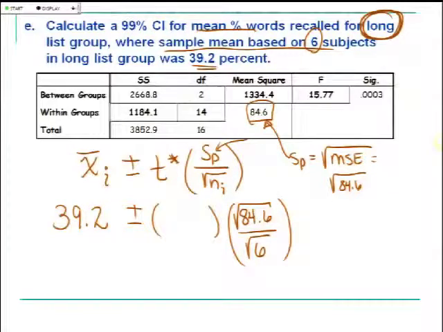And then how do I look up T star? Common mistake. Look up T star with 5 degrees of freedom, because there were 6 subjects. But because I'm using SP, which is based on the full sample, how many degrees of freedom? 14, because that's the degrees of freedom that led to that better estimate. I need to use 14 degrees of freedom. And using 14 degrees of freedom with a 99% level of confidence, and just making sure I'm staying in the right row and column, 99% gives me 2.98. Want to be a little more confident, you got to go a little bit further out. 2.98. Now I've got all the numbers plugged in.